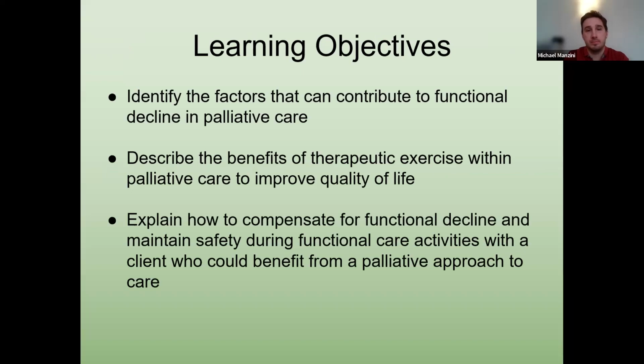So, learning objectives. Today we'll be talking about factors that contribute to functional decline in palliative care. We're going to describe the benefits of therapeutic exercise within palliative care to improve quality of life. And we're going to explain how to compensate for functional decline and maintain safety during functional care activities with a client who benefits from a palliative approach to care. So these are some of the things we'll be discussing today.